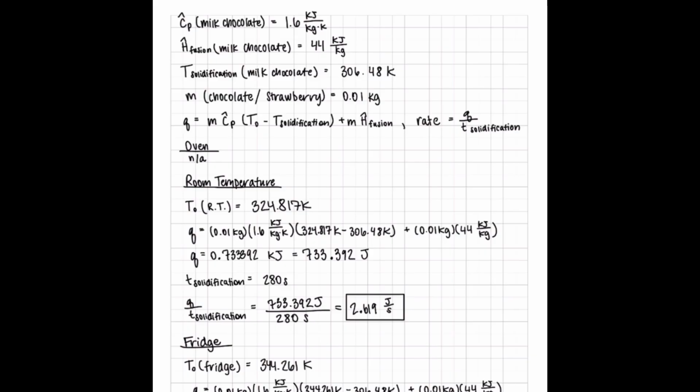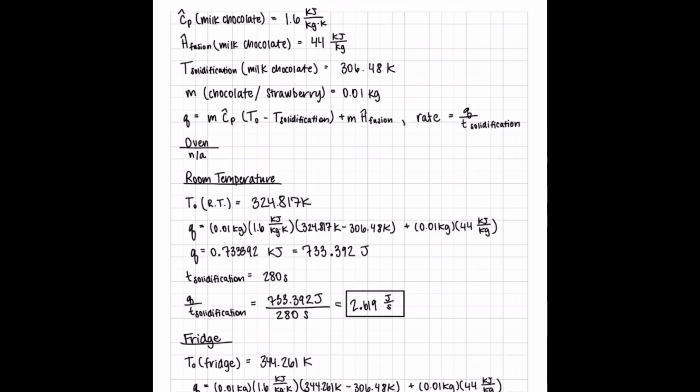To calculate the heat transfer rate, we will be using the following properties of chocolate. 44 kilojoules per kilogram for the specific heat of fusion, according to a study from J. Chevali, 92 degrees Fahrenheit for the melting temperature provided by Spinnaker chocolate, and around 1.6 kilojoules per kilogram Kelvin for the specific heat capacity, according to engineeringtoolbox.com. We obtained the mass of chocolate by weighing the strawberries before and after dipping them and finding the difference, which was 10 grams.